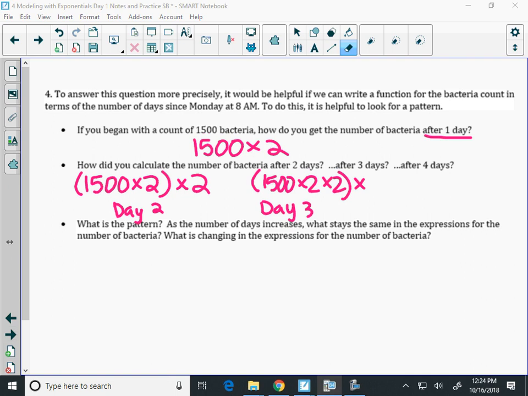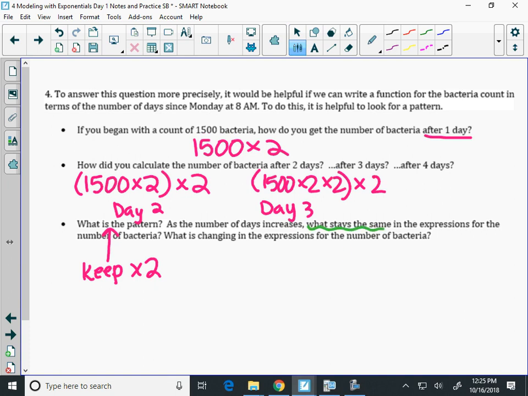Do you understand what I'm writing here? I'm just not writing the numbers 3,000 and 6,000, but I kept multiplying by 2. What is the pattern? It doubles. So the pattern is that you keep multiplying by 2. Okay? So what stays the same every time I did this multiplication? The 1,500 stayed the same, right? You still started with 1,500. So what stays the same is the 1,500 part. What's changing is the number of times you multiply by 2, correct?